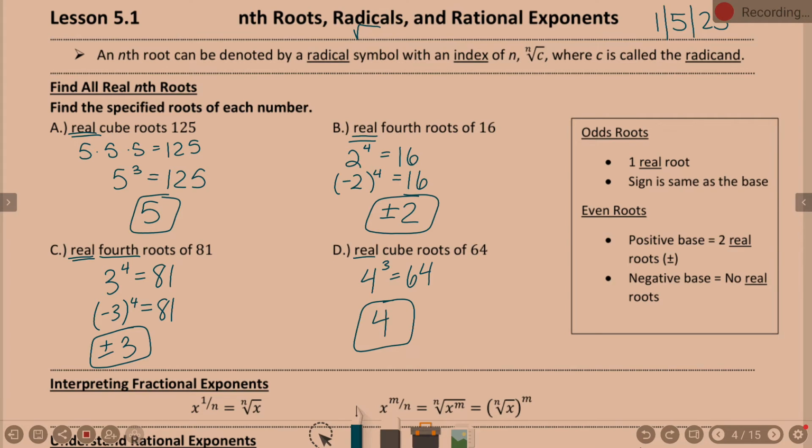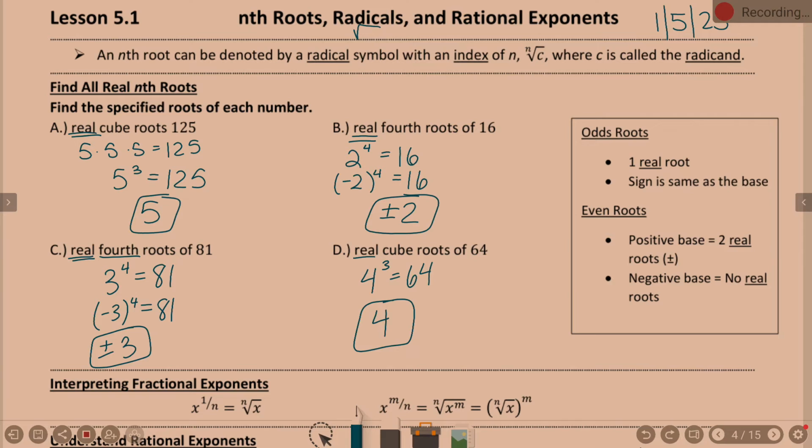I kind of have a summary over here. For odd roots, there's always one real root, and the sign will be the same as the base. Like I said, if this had been the cube root of negative 64, my answer would be negative 4 instead. For even roots, so your square roots, fourth roots, sixth roots, and so on, if it's a positive base, there's always going to be 2 real roots. Thus the plus and minus.